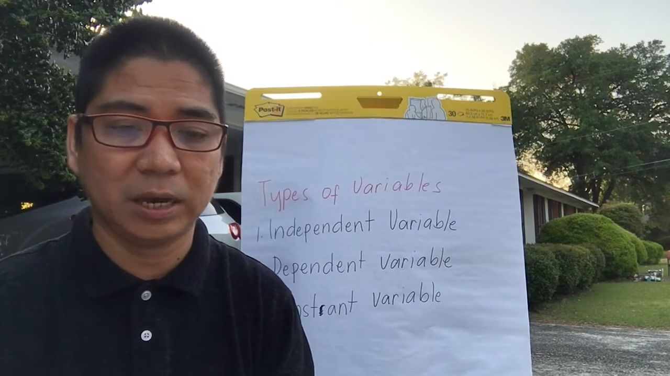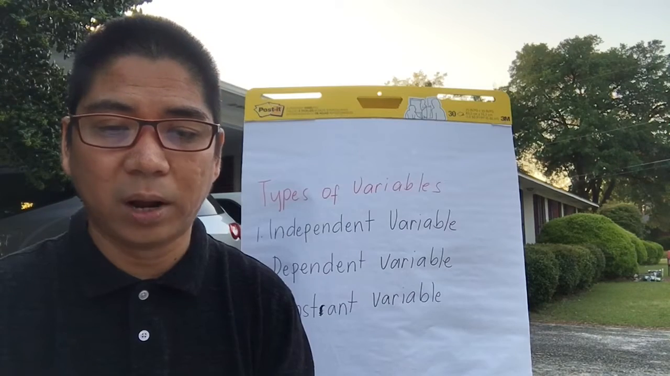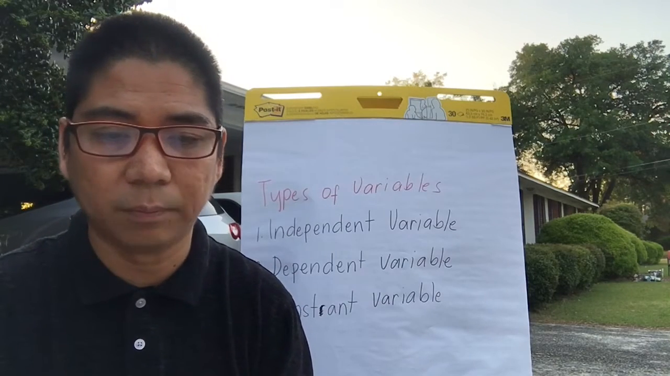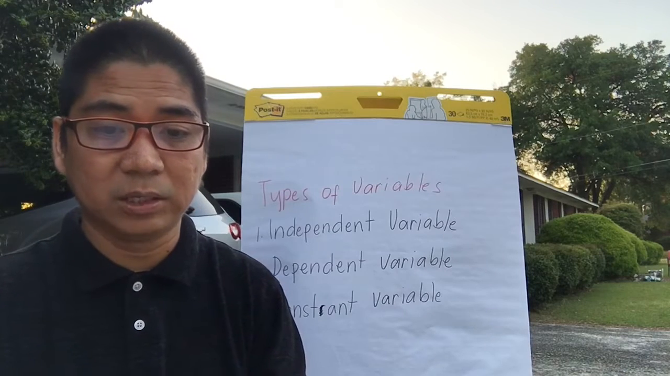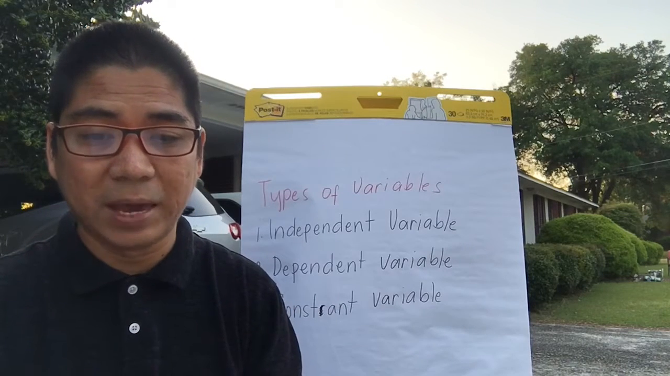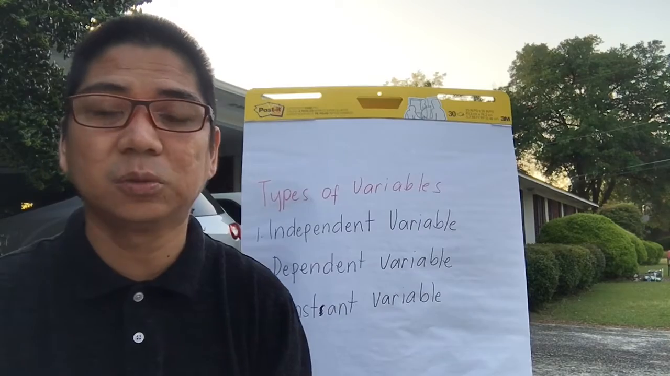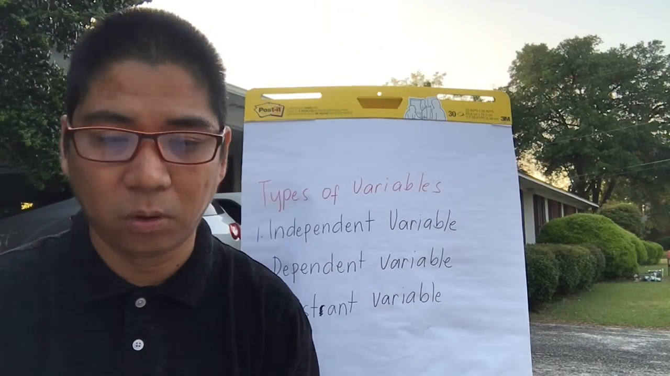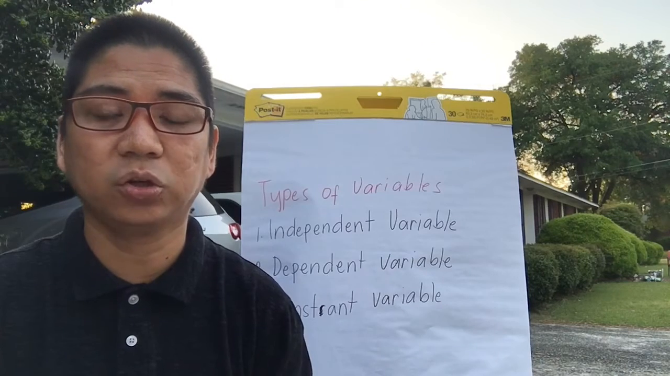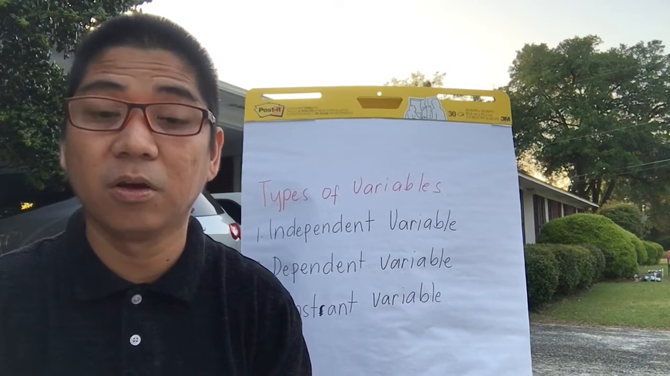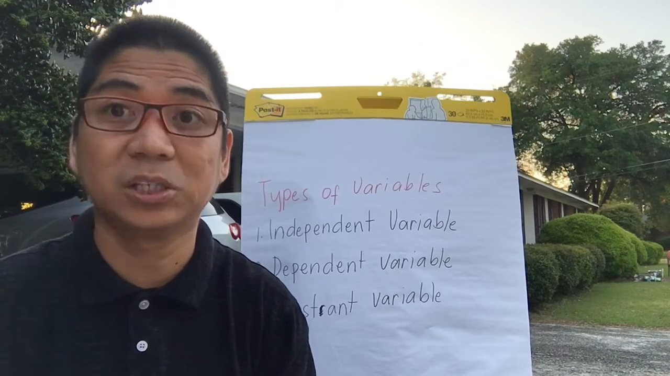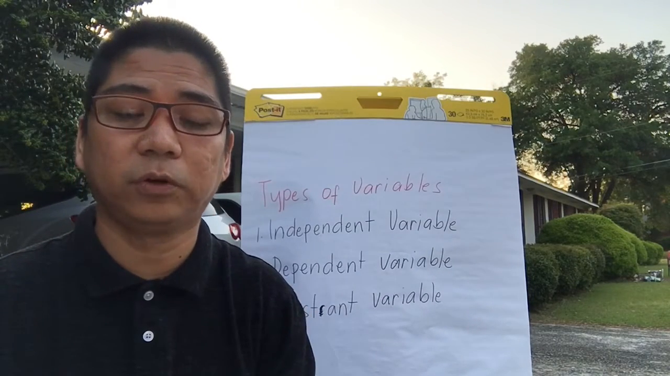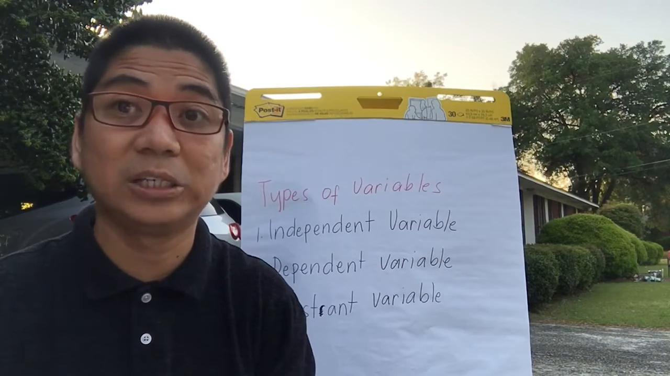Next, second example. The time it takes to run a mile depends on the person's running speed. What is the independent variable? What is the thing or the factor that is changed? Very good. It's the running speed. Again, the I, or the independent variable for this example, is the running speed.